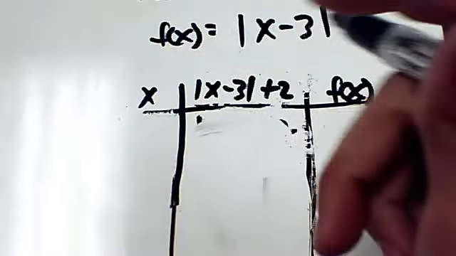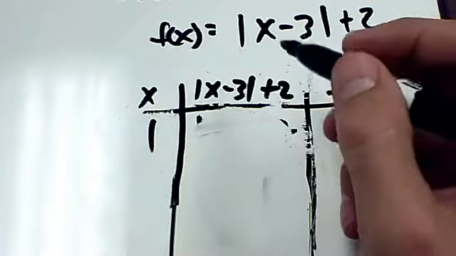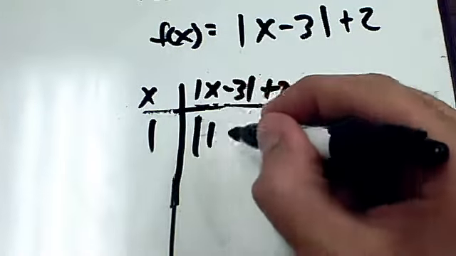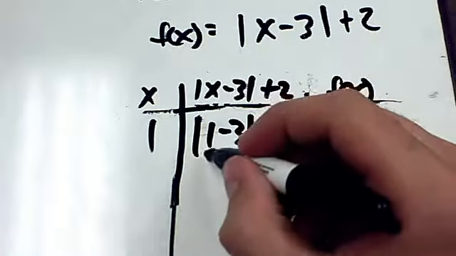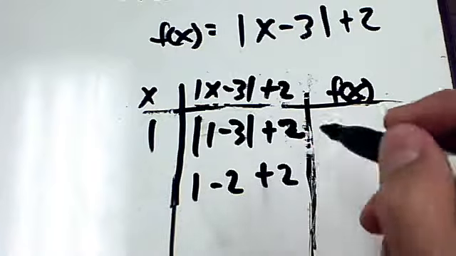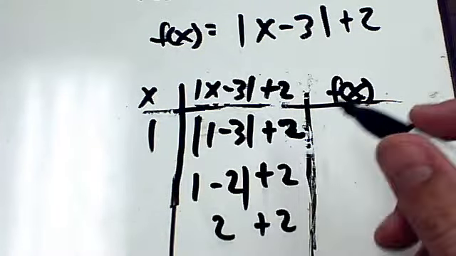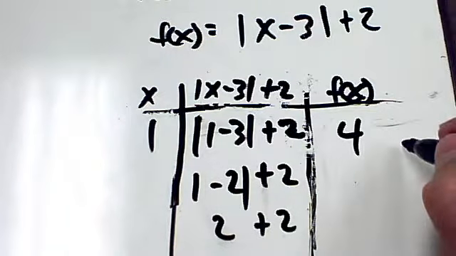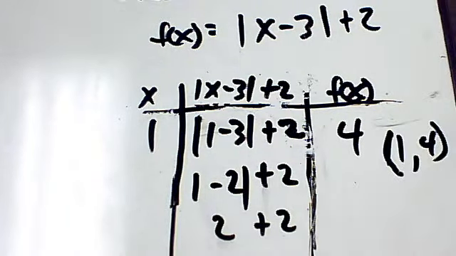Okay, let's try one more. When x is 1, and I just try to take easy numbers. The absolute value of 1 minus 3, plus 2. Well, 1 minus 3 is negative 2, so we'd have the absolute value of negative 2 plus 2. The absolute value of negative 2 is 2, plus 2 is 4. So if you want to plot that, our coordinate point would be 1, 4.